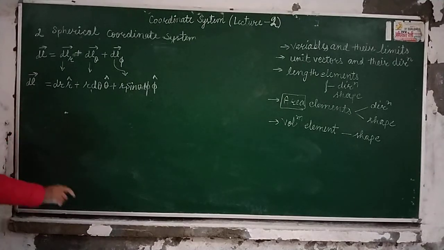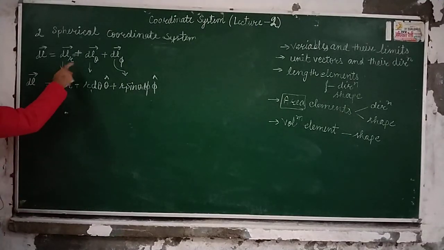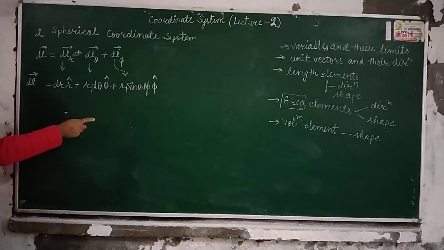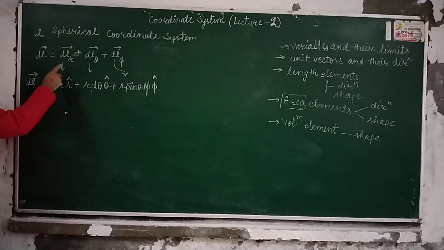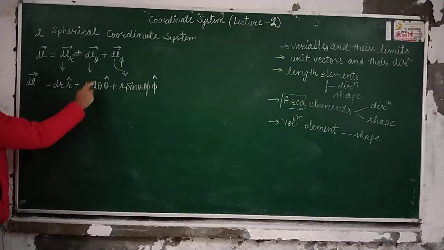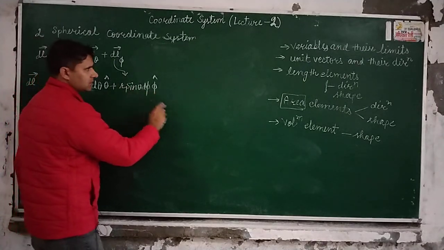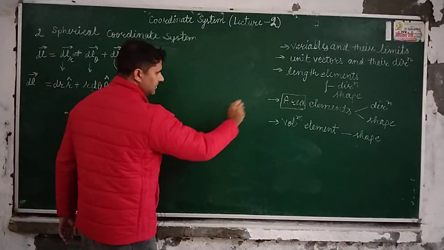So class, we have calculated the value of different length elements along various directions. This is dl r, this is dl theta, and this is dl phi. Now we will discuss the area elements.